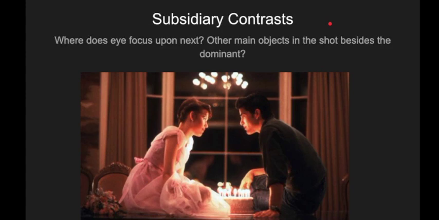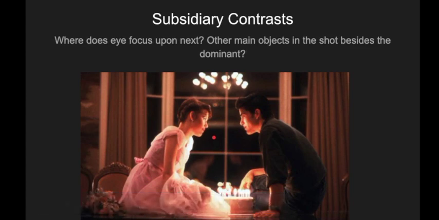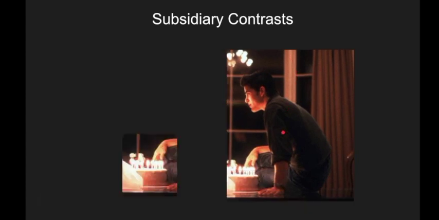Now we will look into subsidiary contrast. And when we're looking at this image, you want to ask, where does the eye focus upon next? Are there other main objects in the shot besides the dominant? So we already concluded that in this image, Sam is the dominant because of her dress, we said the color, and also because she is more the protagonist in this film. She's the main character. Another important piece to this is subsidiary contrast. So where does your eye focus upon next?